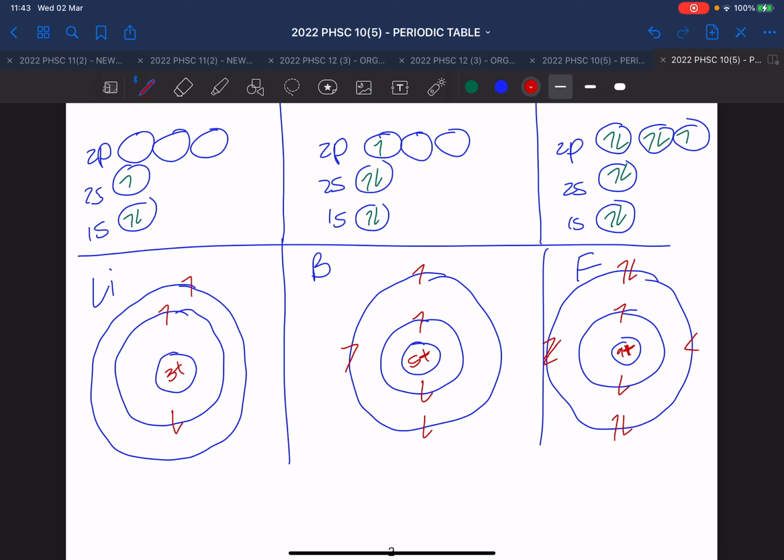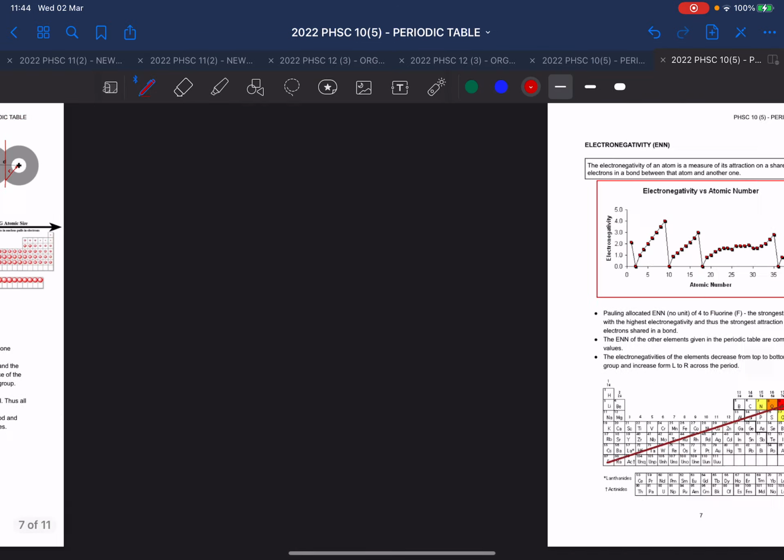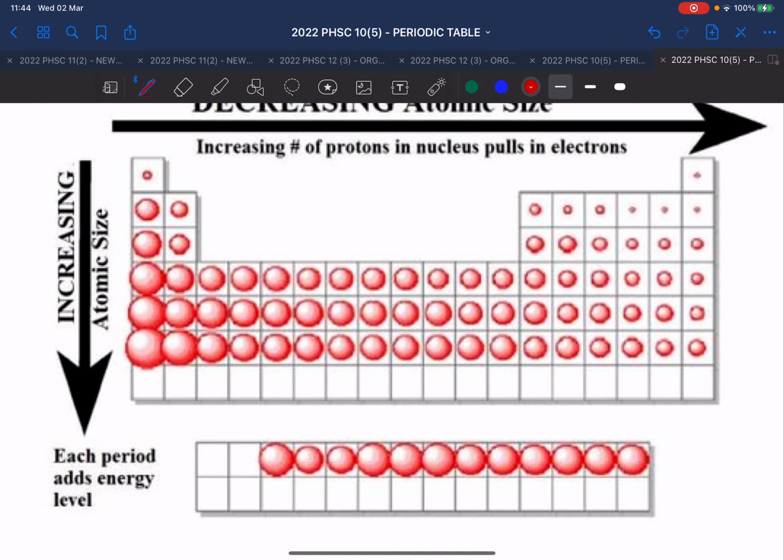Okay, so that is why when you go from left to right in a period, even though we didn't add more orbitals or anything like that, the atom becomes smaller and smaller and smaller because the attraction force becomes bigger and bigger and bigger. You with me? Okay, so when we go to your notes, you can actually see when we go from left to right in a period, it becomes smaller and smaller and smaller.